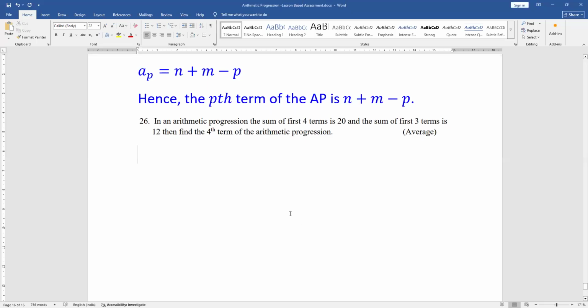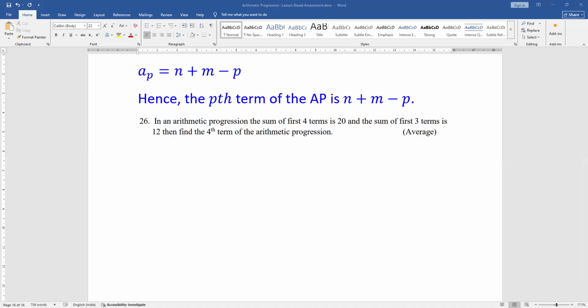Okay, now let's move on to the next question. 26th question. In an arithmetic progression, the sum of first four terms is 20 and the sum of first three terms is 12. Then find the fourth term of the arithmetic progression.